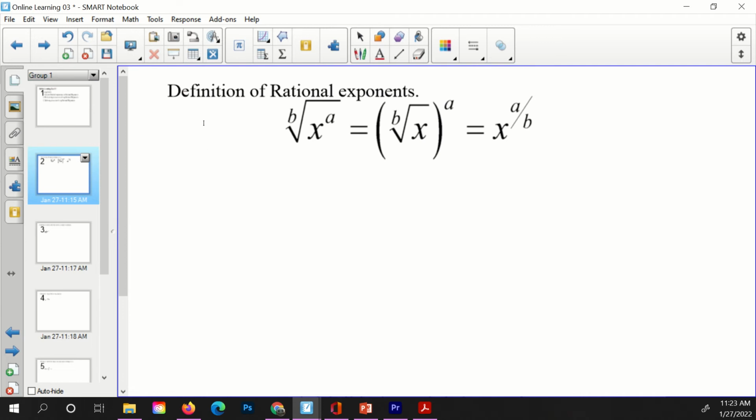You will recall, if you have a radical with a root of b and an exponent of a, you can rewrite that as x to the exponent over the root values. And it's also equal, you can take the a and put the brackets around the radical and bring the a out front. Those are also equal. So what can we do with that?